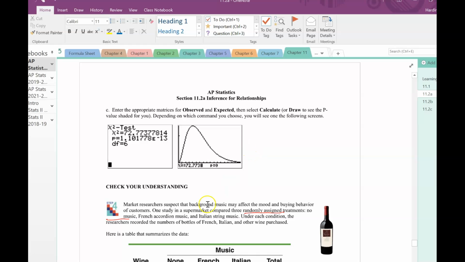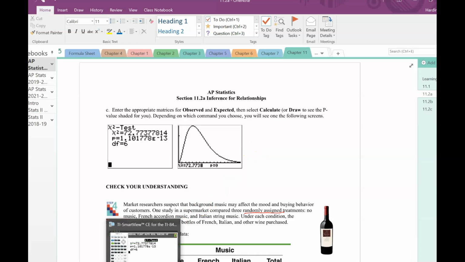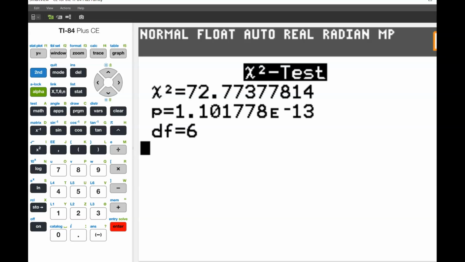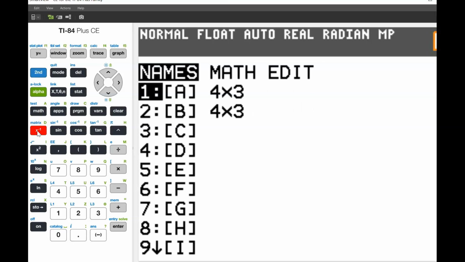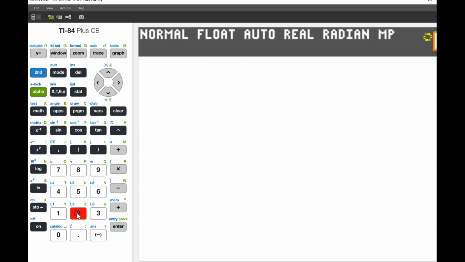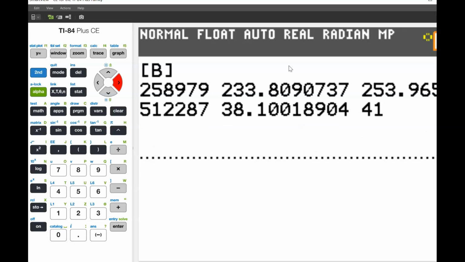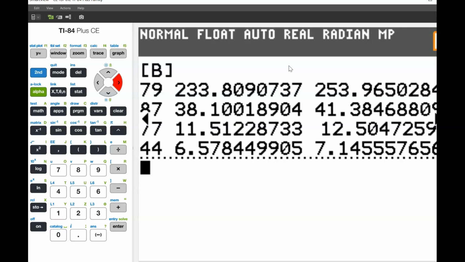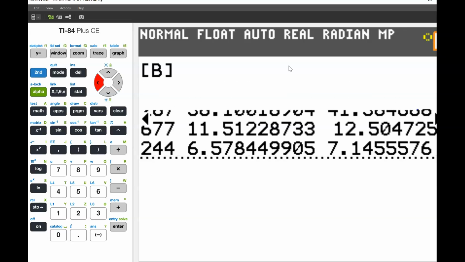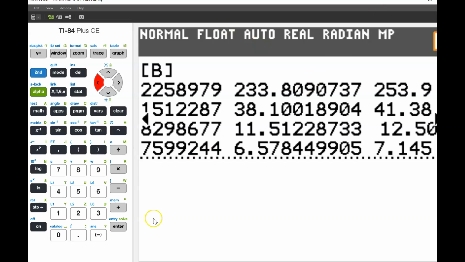And if you need to verify what the expected counts are so that you can check off that condition, you can always go here, go second, go to the matrix. See how it has it filled in as a 4x3 right there? I can just put B on the screen, hit enter, and it will tell me what all of these are. And I can scroll over to make sure that everything in there is at least 5. So you can do that to check for the conditions.